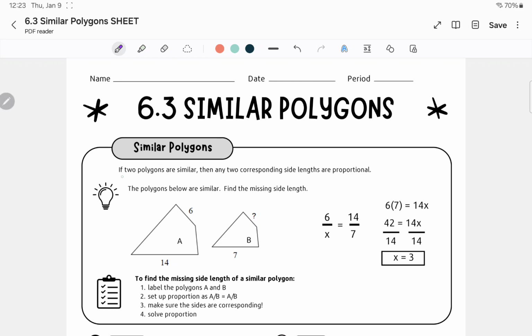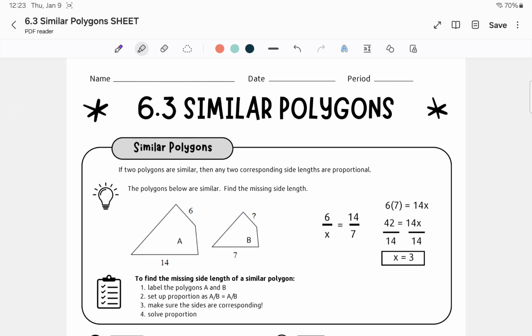Just a review from last time, it says if two polygons are similar, then any two corresponding side lengths are proportional. So today we're finding the missing side lengths and we're going to use solving proportions to find our missing length. If you don't have it already, go ahead and grab two different colored highlighters. We're going to use those to color code our two polygons, our two shapes.